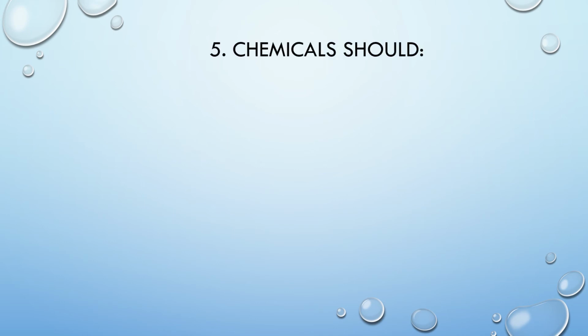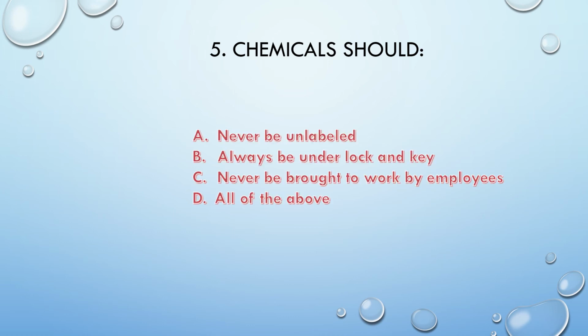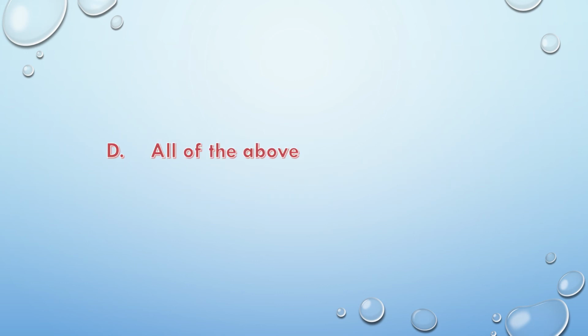Number 5, chemicals should A, never be unlabeled. B, always be under lock and key. C, never be brought to work by employees. Or D, all of the above. D, all of the above.